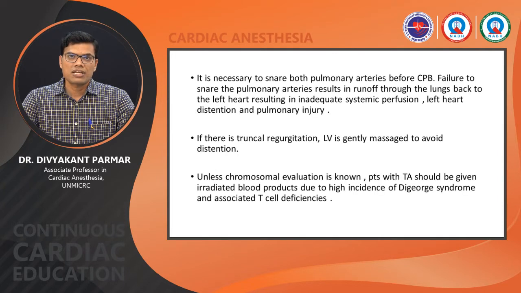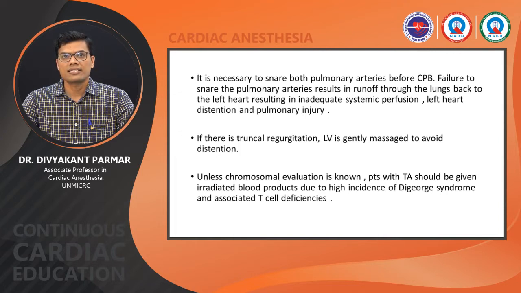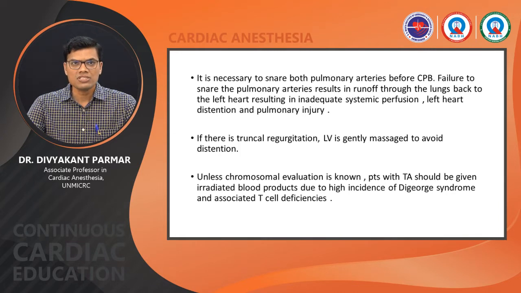It is necessary to snare both pulmonary arteries before CPB, because failure to snare the pulmonary arteries results in runoff through the lungs back to the left heart, resulting in inadequate systemic perfusion, left heart distension and pulmonary injury. If there is truncal regurgitation, then the LV is gently massaged to avoid distension. While giving cardioplegia, if there is mild to moderate truncal regurgitation, then some pressure is applied over the truncal root to build up the pressure. Unless chromosomal evaluation is known, patients with truncus arteriosus should be given irradiated blood products due to the high incidence of DiGeorge syndrome and associated T cell deficiencies.